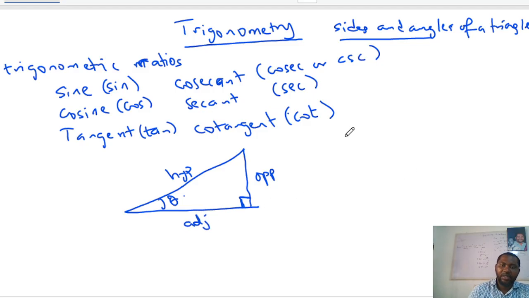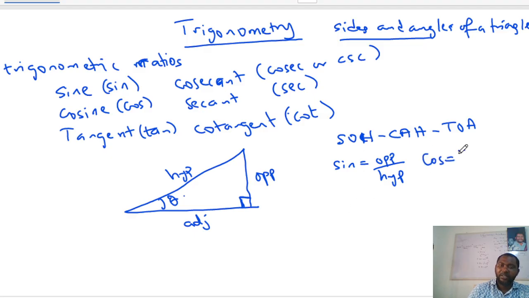So we use SOHCAHTOA to remember the relationship. SOH is sine, which represents opposite over hypotenuse. Then the CAH there is cos, which is adjacent over hypotenuse. Then the TOA there is tan. Let me write tan here. Sine theta, cos theta, tan theta, where tan is opposite over adjacent.